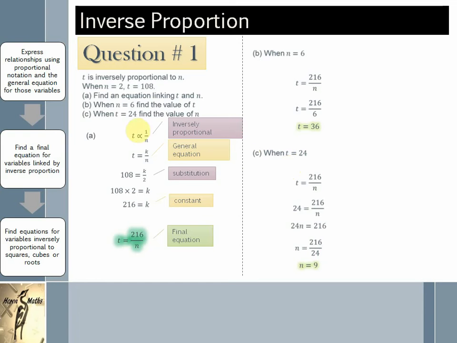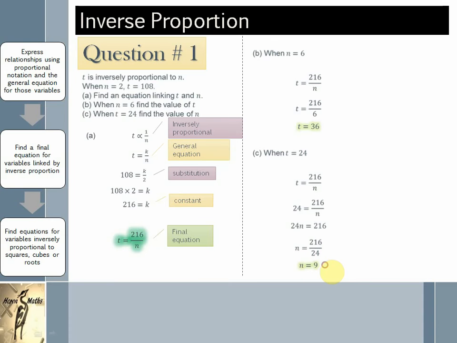So the c part is, he said that t is equal to 24, find the value of n. Now he gave us the value of t. So the first step is to write the equation: t is equal to 216 over n. Now the value of t is 24, so 24 equals 216 over n. Now cross multiply: n is multiplied by 24. We need the value of n, so 216 is divided by 24. We got the answer: n is equal to 9.